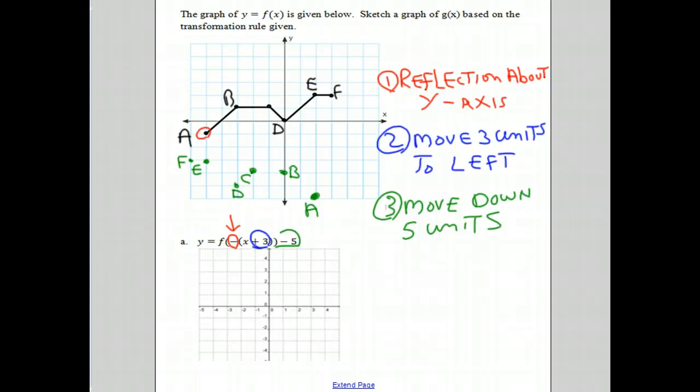And now we just have to connect it all up. So notice point A connects to point B. So we'll do that. Point B connects to point C, which we accidentally erased. Let's put it back up there. C connects to D. D connects to E. And E connects to F. And this is the graph after it has been transformed. And we're done.